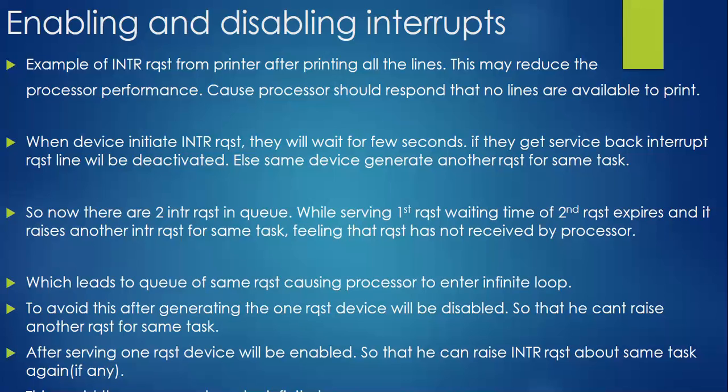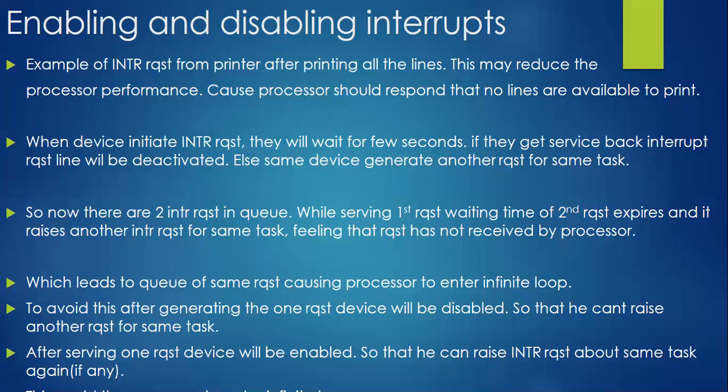We need to avoid this. How? If a device is generating any input request or any kind of interrupt request, we need to disable that device so that it cannot raise an interrupt request for the same problem. Remember, for the same task it cannot raise an interrupt request, but for other tasks, yes, it can. That's why we have the option of enable and disable. How can we do this?